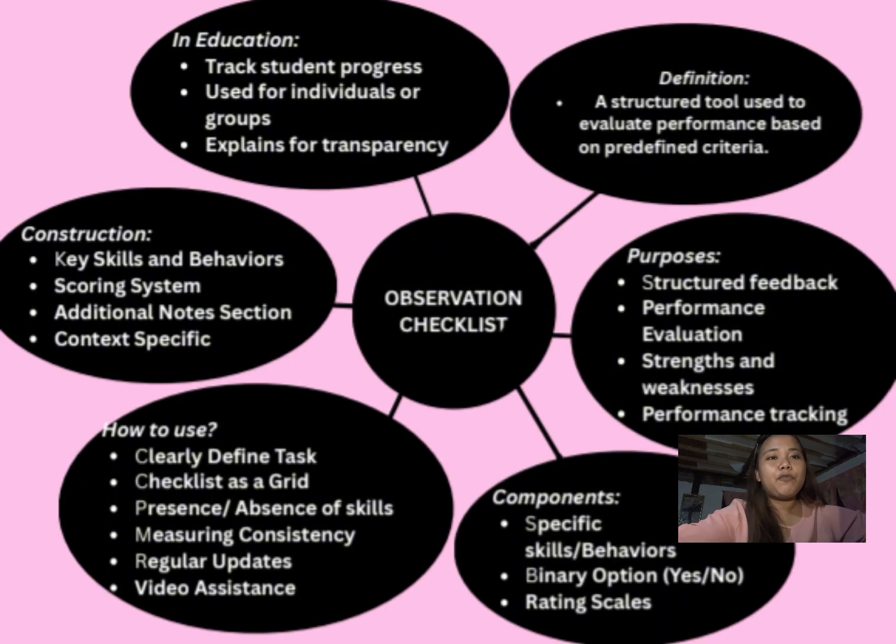An observation checklist has four purposes. First is structured feedback. Why is it important? The purpose here is to give feedback that is specific, objective, and directly related to what someone is supposed to be learning or doing. It's not just saying good job or needs improvement. It's about pointing out exactly what they did well or where they need to focus their efforts. So feedback is tied to predefined academic or performance criteria, so it's clear and relevant.